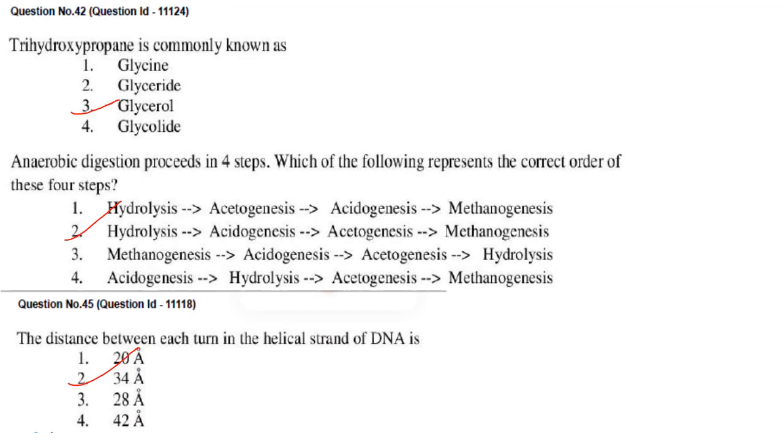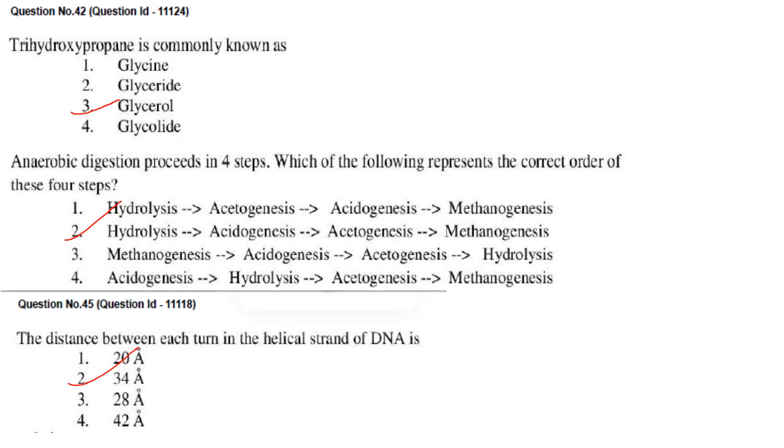Then trihydroxypropane is commonly known as glycerol. Answer is option 3. Anaerobic digestion proceeds in 4 steps. Which of the following represent the correct order of these steps? So in anaerobic digestion, the microorganisms break down the biodegradable material in the absence of oxygen. And the processes that take place include hydrolysis, acidogenesis, acetogenesis and methanogenesis.